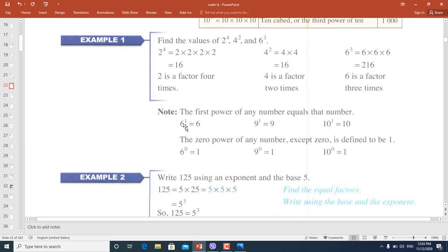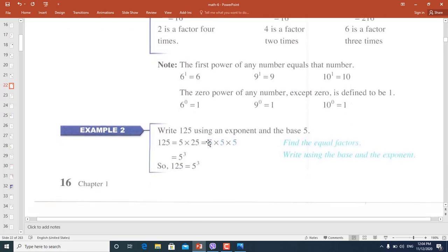So for any number we have, for example 6, it's a first power, the power is 1, so that means it is 6, the same base, okay? And 9 to the power 1, the first power, it's the same number 9. And 10 exponent 1, that means 1 time repeated, so it is 10. The zero power of any number except 0 is defined to be 1. Any number we have with exponent 0, that means it's 1. 6 power 0 or 9 power 0, any number, 10 power 0, it is 1.